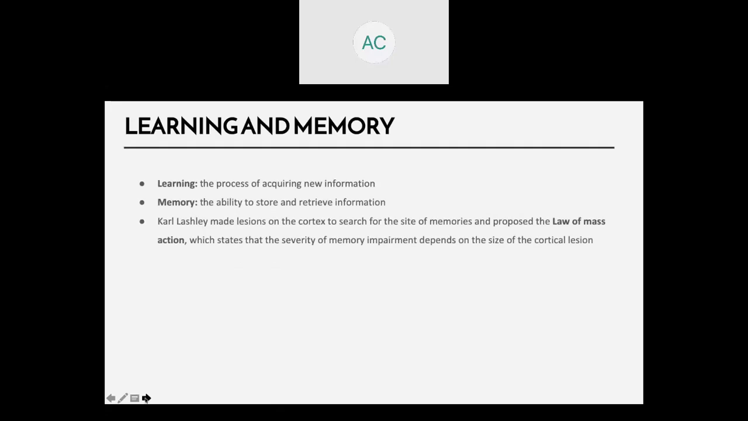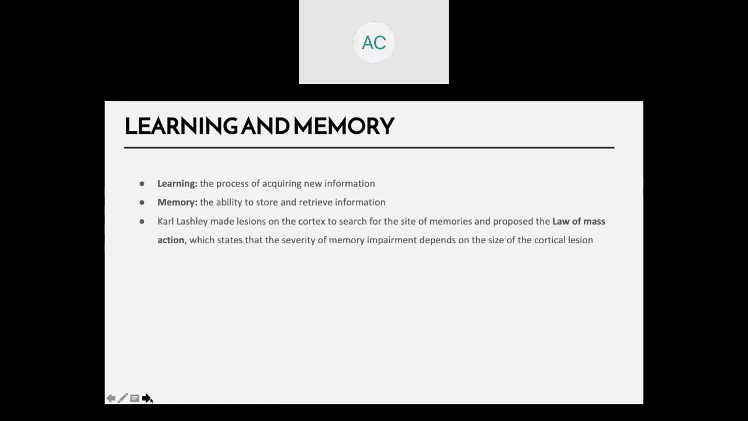So we'll start out with some definitions. Learning is just the process of acquiring new information, and memory is the ability to store and retrieve that information. So memory isn't just being able to recall events. What falls under that definition are implicit things. Even muscle memory falls under the definition of memory, and it's something that's been studied since the ancient Greeks.